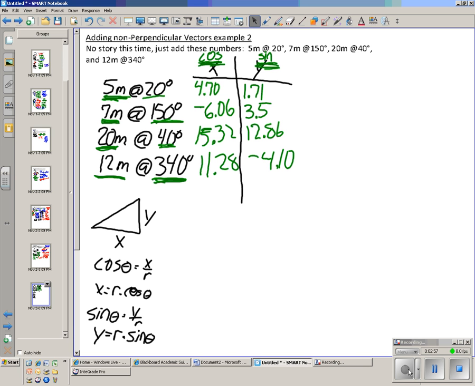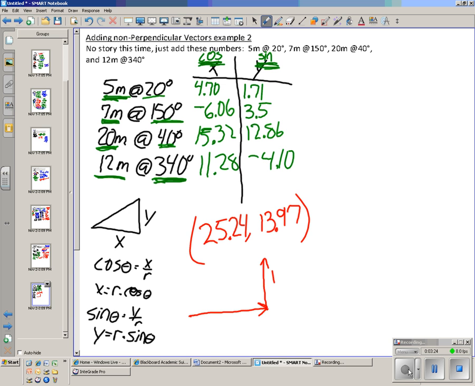I add up all my x's and I get my big X. Big X is going to be 25.24. Add up all my y's and get my big Y. That is going to be 13.97. It's my big X and my big Y, so I will go ahead and draw out the triangle that goes along with them. It's 25.24 is my x-axis, and 13.97 is my y-axis. And this is my resultant here.